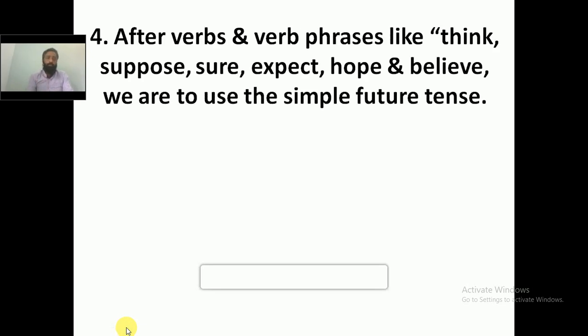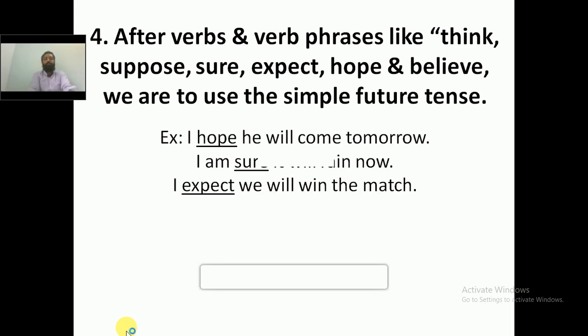Now move on to the next one, the fourth usage of simple future tense. After verbs or verb phrases like think, suppose, sure, expect, hope and believe, we are to use the simple future tense. I will make it clear with examples here. I hope he will come tomorrow. Go through the usage once again. After verbs or verb phrases like think, suppose, sure, expect, hope and believe, we use the simple future tense.